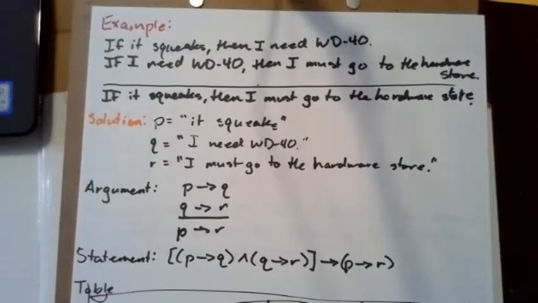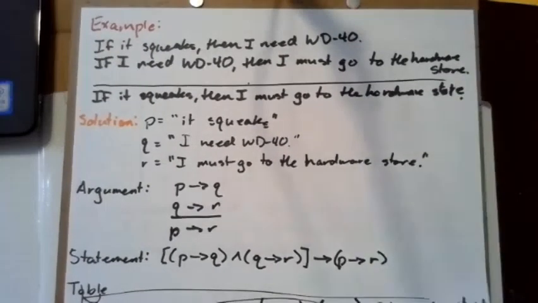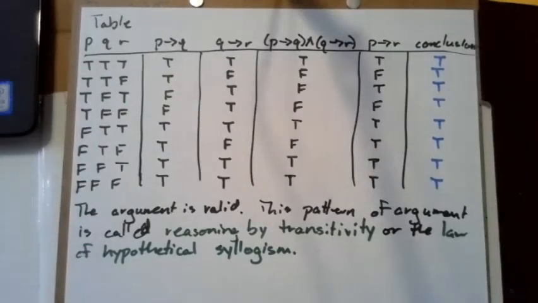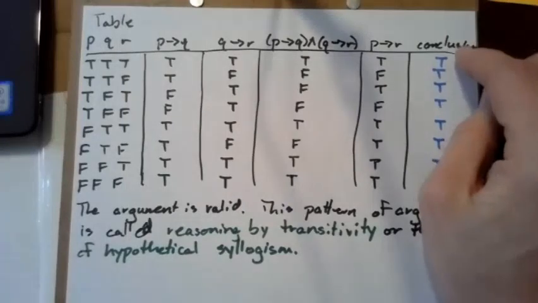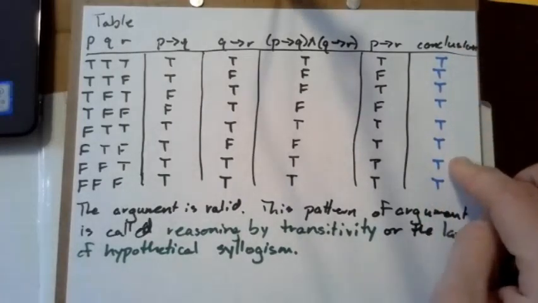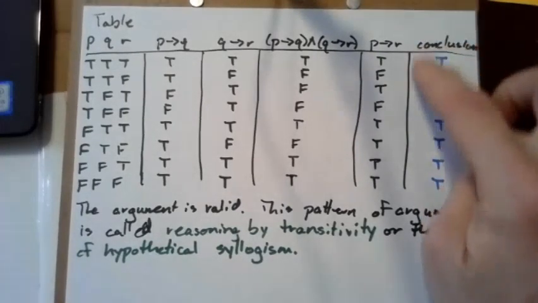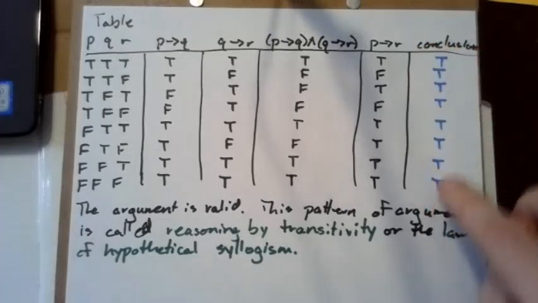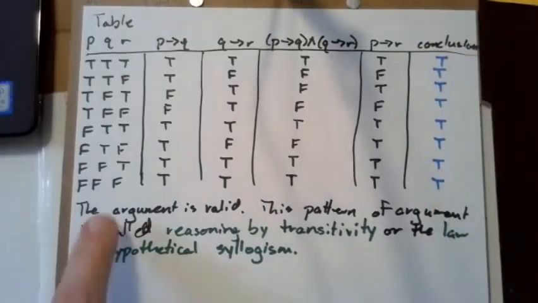So on the next page, we'll look at the truth table. And of course, this has 8 lines now. There's a lot to it. But if we walk through it, we can see that our statement is ultimately a tautology. Everywhere it's correct. It's true. The argument is valid. This pattern of argument is called reasoning by transitivity, or the law of hypothetical syllogism.